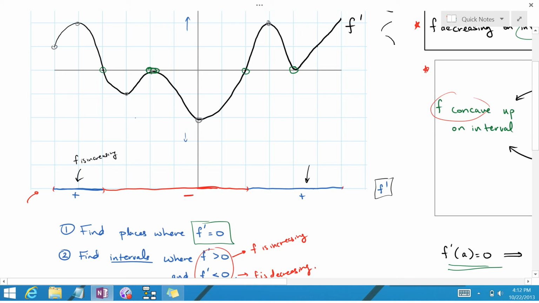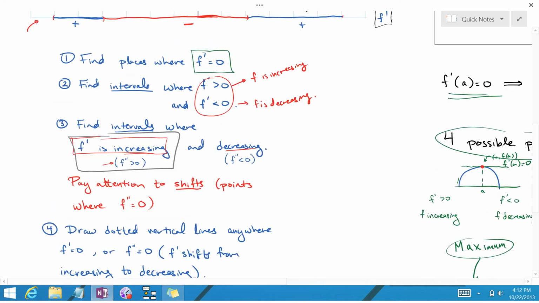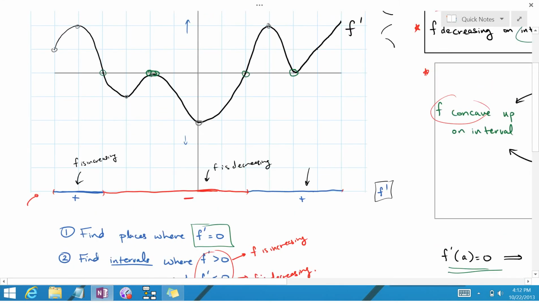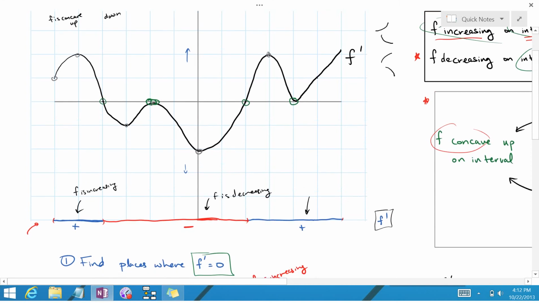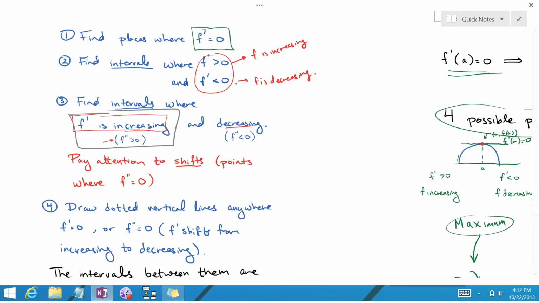And this one big red interval is where f should be drawn decreasing. Alright? So one of the things I like to do to make sure that I capture all of the major places where there's a shift, I like to do step 4 here. I like to draw dotted vertical lines anywhere f prime is 0 or f double prime is 0, because that's where f prime tends to shift from increasing to decreasing.